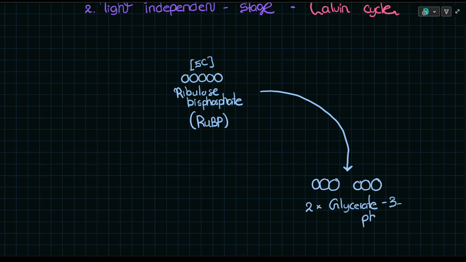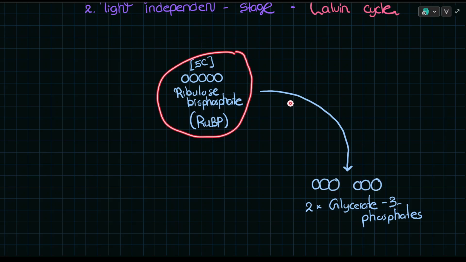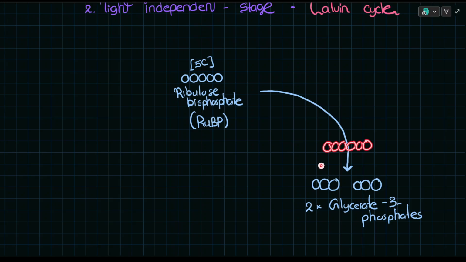Glycerate 3-phosphates. If we pay attention to the carbon number, we can see it's 1, 2, 3, 1, 2, 3, a total of 6 carbons. Now, how can we possibly form a 6 carbon compound? Here's the deal: we form a 6 carbon compound, but it is very unstable, so it breaks down into two threes.